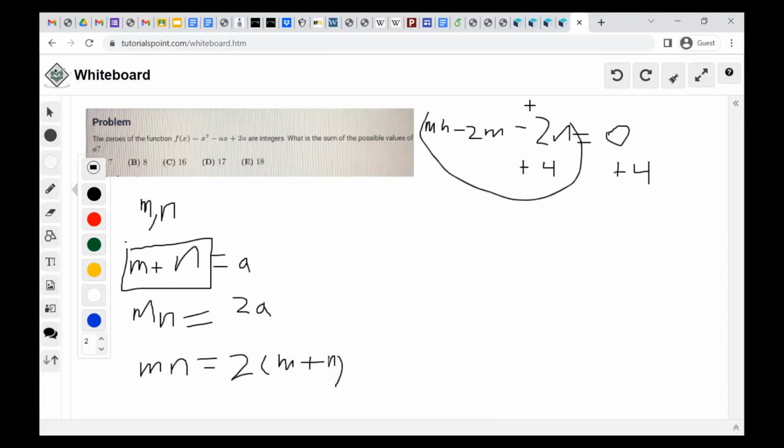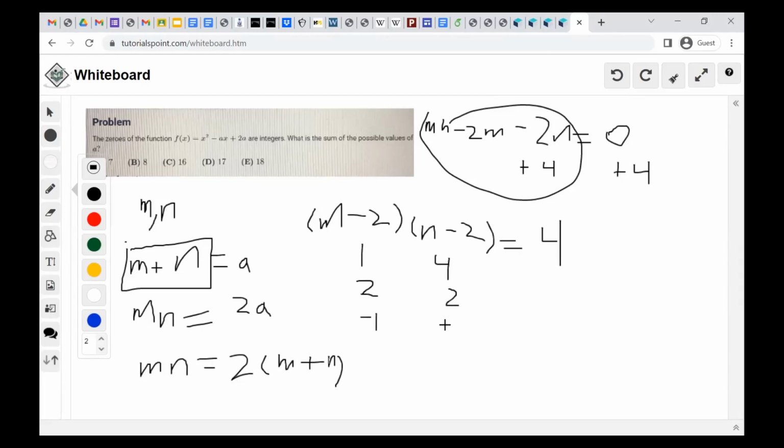We can see that this side factors as m minus 2 times n minus 2 equals 4. But it turns out that m and n are integers, right? So m minus 2 and n minus 2 must be integers. So here are the possibilities: 1, 4, or 2, 2, or -1, -4. These are the possibilities for m minus 2 and n minus 2.